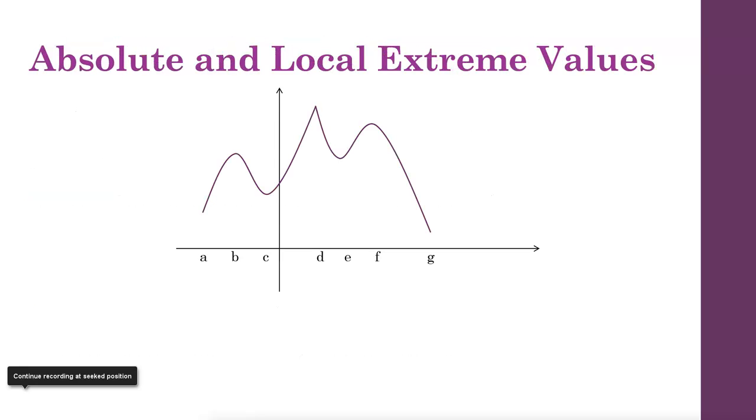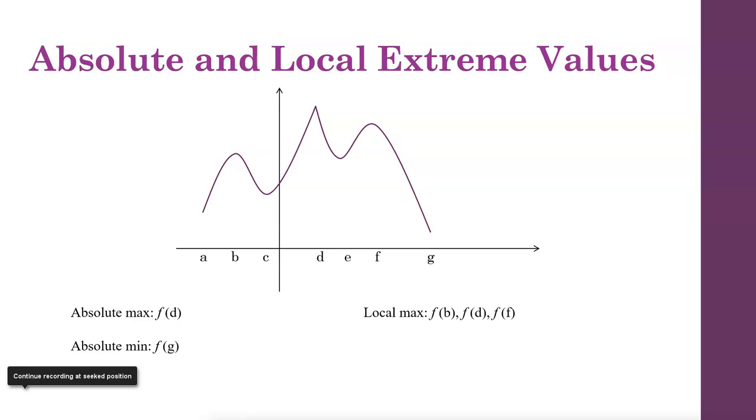So if I'm looking at this graph, I will have an absolute maximum at f of d. Notice f of d is higher than all the other values on my graph, and I will have an absolute minimum at f of g. So f of g is the lowest value in my graph.